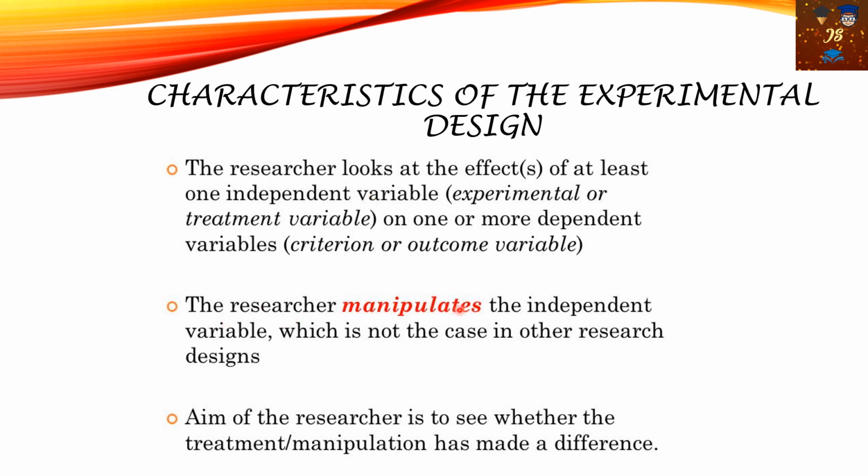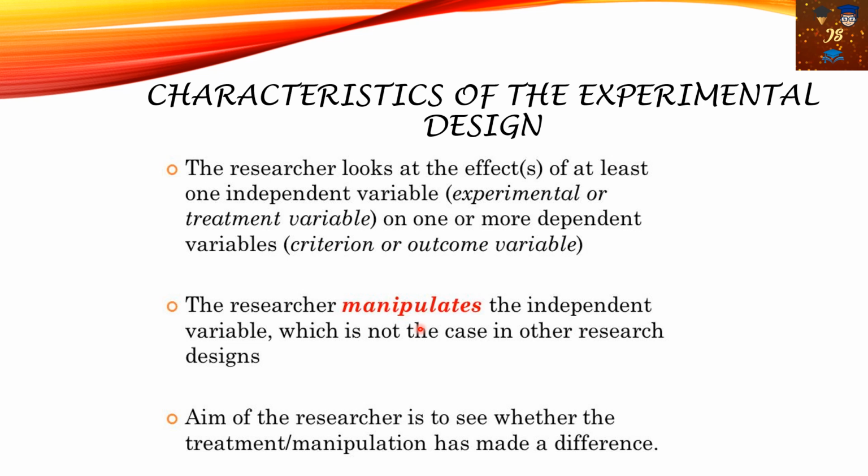Now the researcher manipulates the independent variable, which is not the case in other research designs. So it's an advantage of this experimental design that the researcher can manipulate the independent variable. If we think about the previous problem, the cup of tea was the independent variable. Now how can the cup of tea be manipulated? Instead of one cup of tea, two cups of tea can be given. The tea can be served with sugar or with milk.